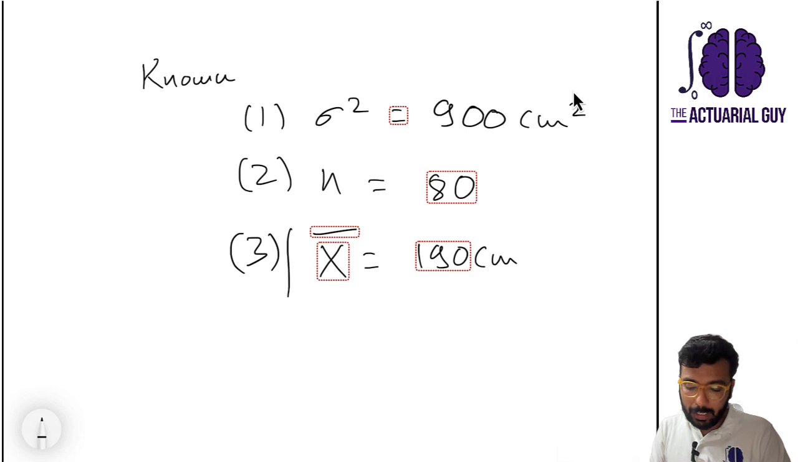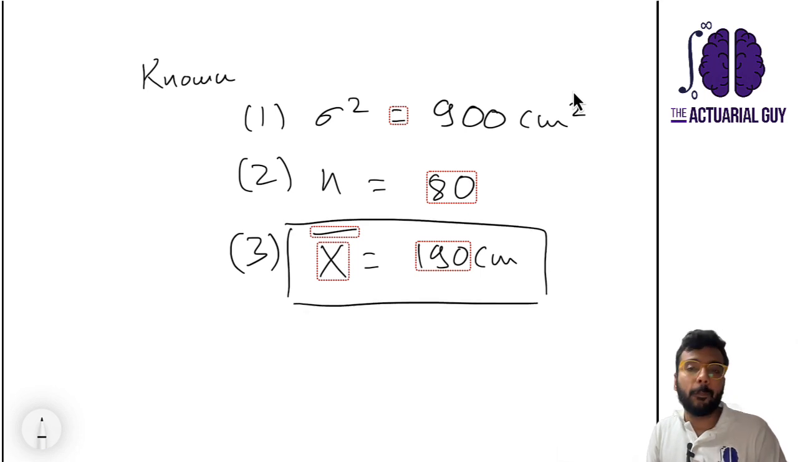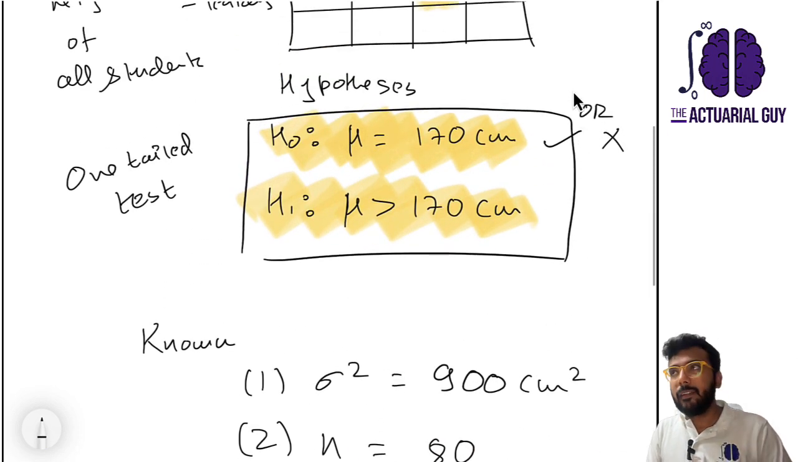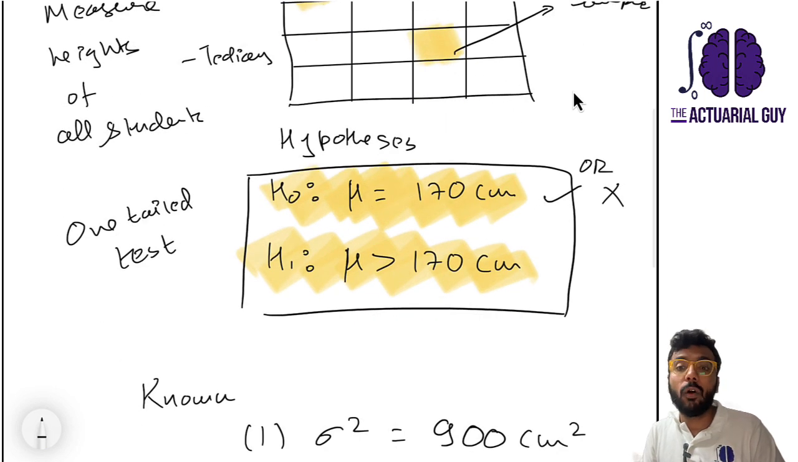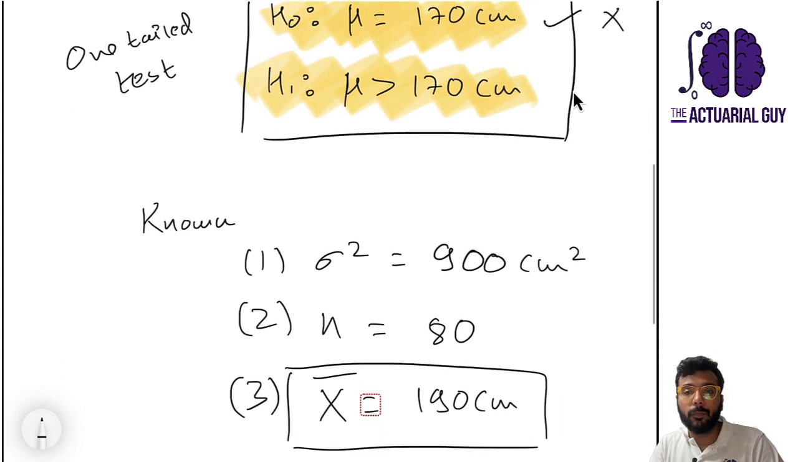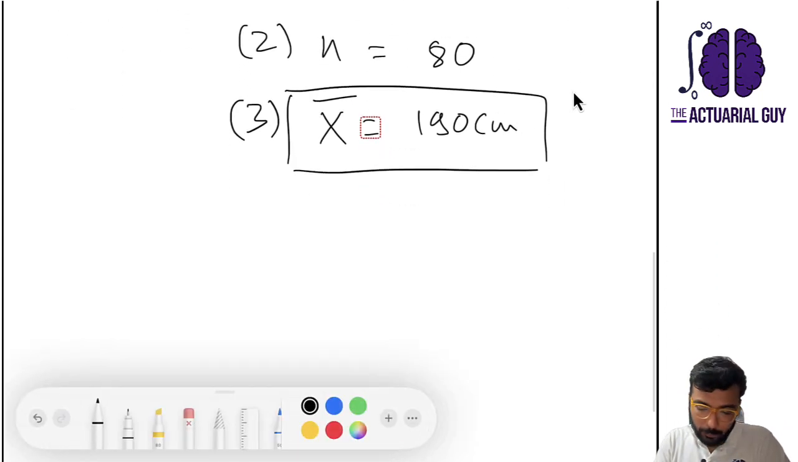If the sample height has come out to be 190, right, that is you took two classes of students, and you measured their height, and that has come out to be 190. Is it possible that the average height of the entire school is equal to 170, or do you expect that it will be higher than that? Okay, so your intuition would tell you.